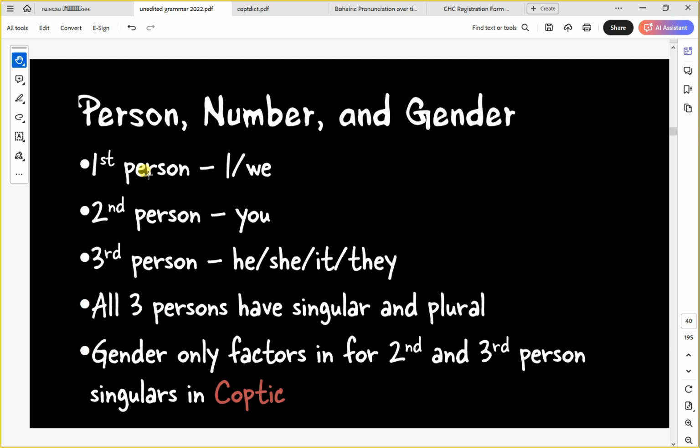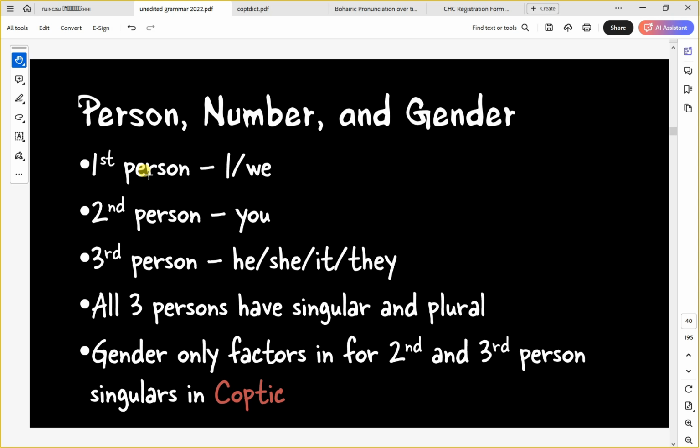Terms to get out of the way. First person is I or we. Second person is you. In English, you tends to be both singular or plural. And third person is he, she, it, or they. All three persons have singular and plural, which is shown here. I is singular, we is plural. You is singular, and then you plural is not written here because in English it's the same. And then he, she, it is singular, they is plural.